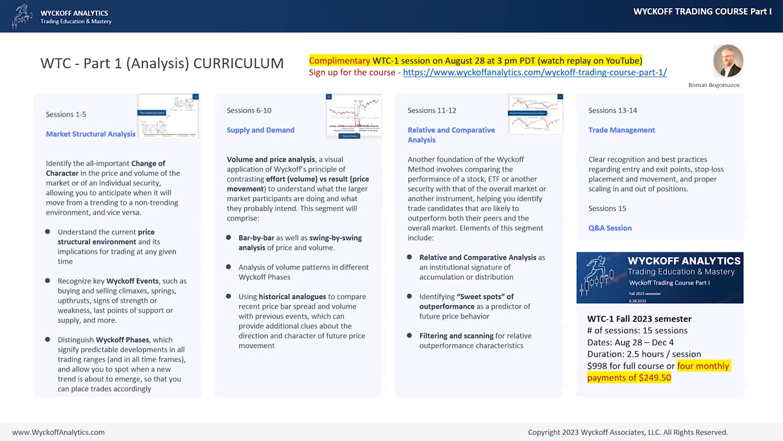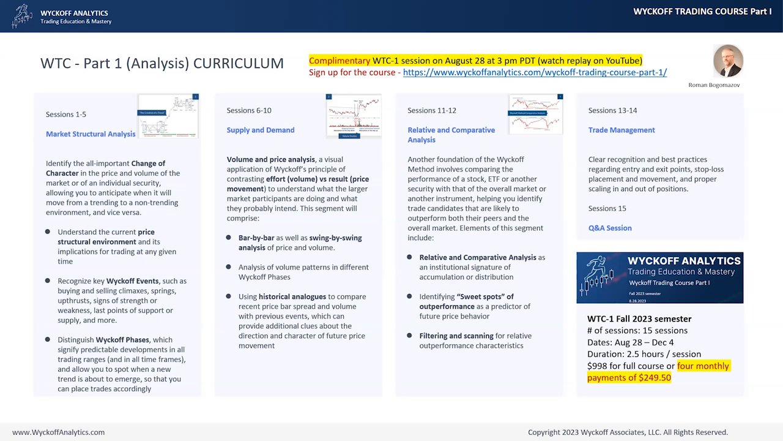We'll be studying a lot of different subjects, but primarily price structural analysis on the changes of character, changes of environment, Wyckoff events, Wyckoff phases. Then we're going to concentrate on effort versus result, looking at and analyzing volume and price signatures, comparing bar to bars and swings to swings, and we'll use historical analogs to decipher what is the dominant force currently on the chart and for the price.